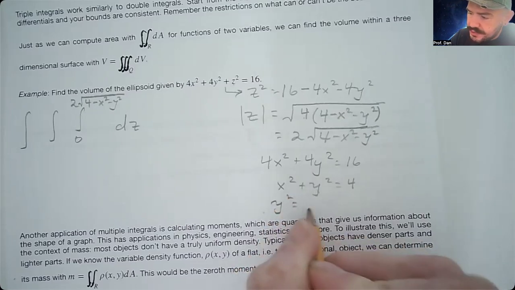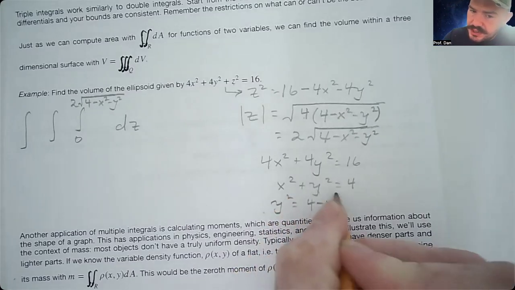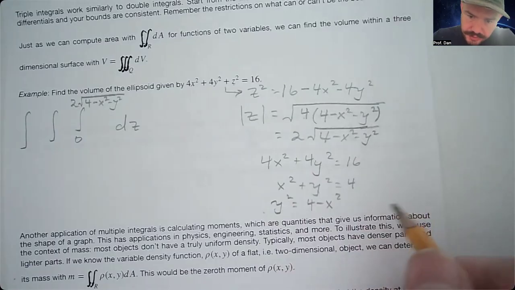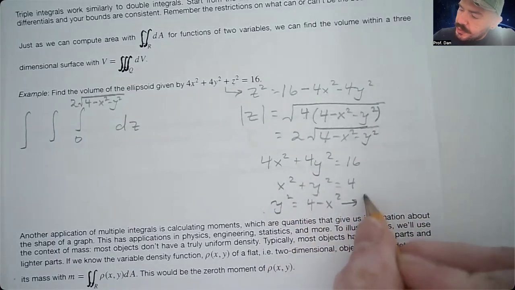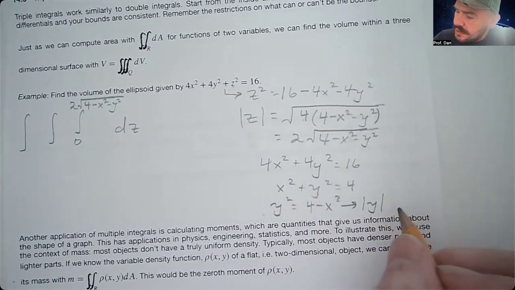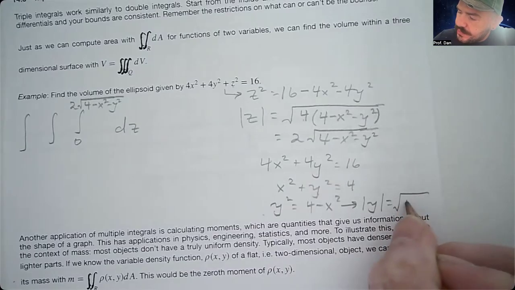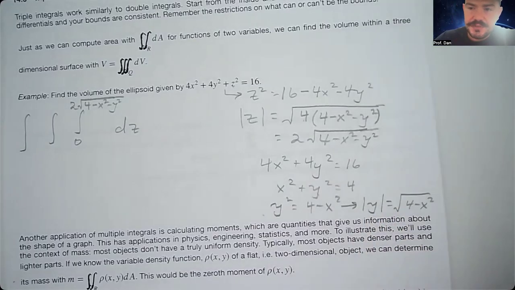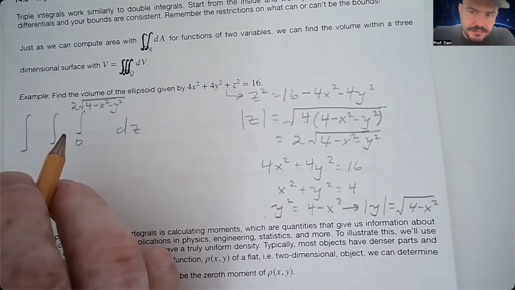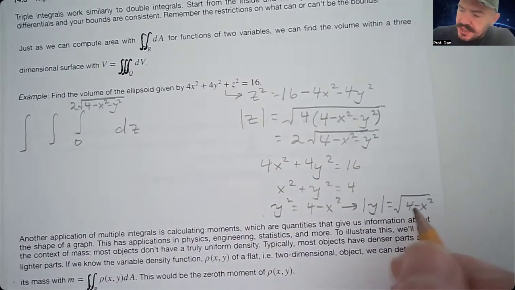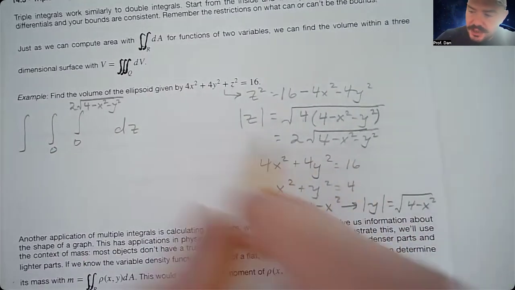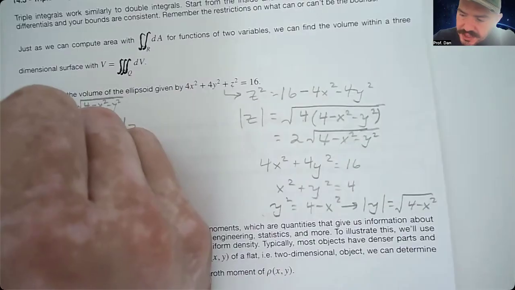So I would end up getting y squared is equal to 4 minus x squared. And if you think about that, this essentially corresponds to a circle. Then square rooting both sides would tell me that the absolute value of y is equal to the square root of 4 minus x squared. I'm writing absolute value as opposed to writing a plus or minus in front of the square root. So with that said, I know that my y's are going to range from 0 to this guy, the square root of 4 minus x squared.